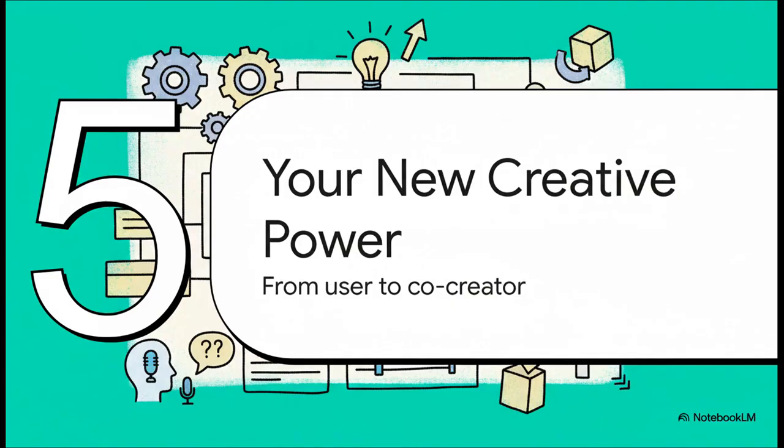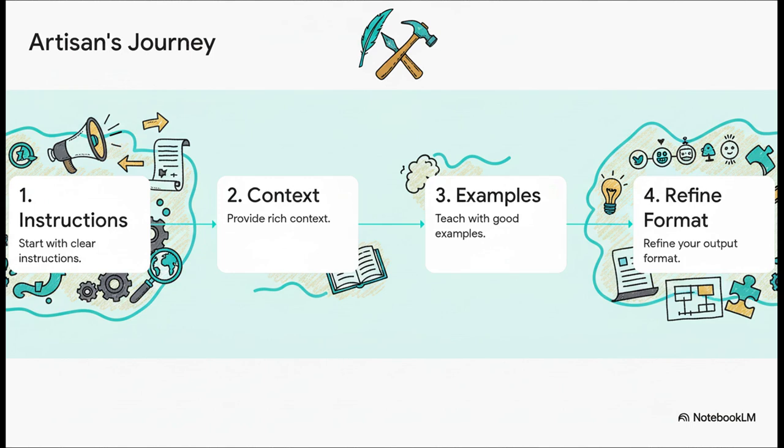So, we've gone through the whole artisan's journey. Where does all this leave us? Well, it leaves us with an incredible new creative power. Think about it. You now know the steps to craft that perfect prompt. You start with clear instructions, you add that rich context, you teach it with good examples, and then you polish it by defining the output format. You've gone from being just a user to a co-creator. You're now guiding this powerful tool, shaping its output to bring your vision to life.